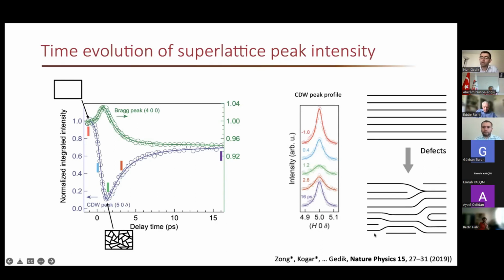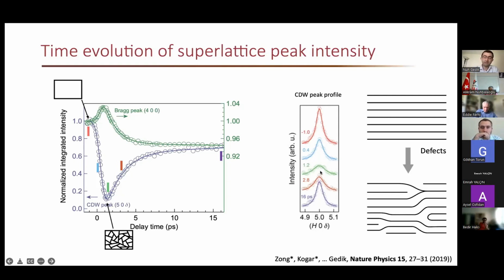And number 2, the correlation length is kind of the mean distance between these defects. As you have more and more defects, the correlation length will actually get smaller and smaller. So it can explain both of these observations: the intensity going down and the peak getting broader.